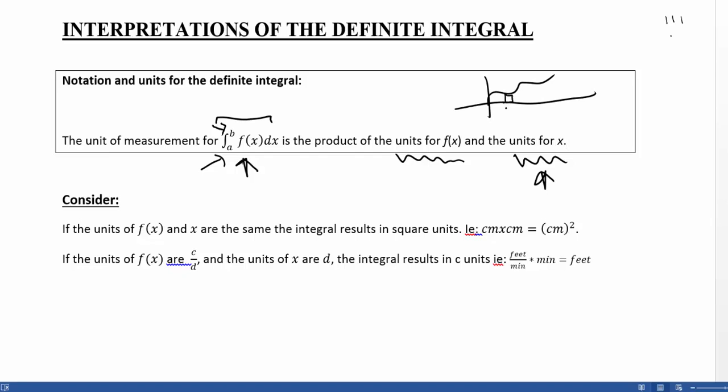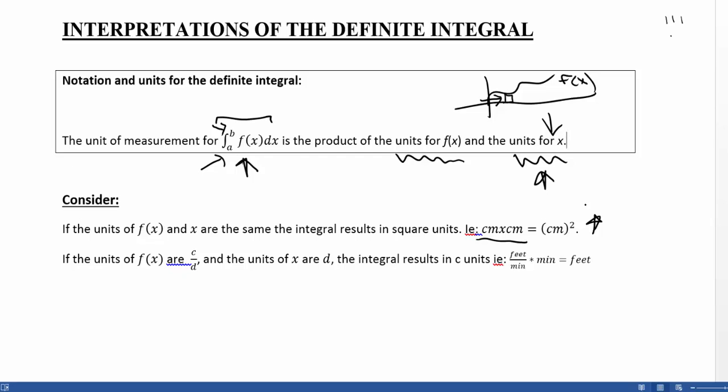Well, to get the area of a rectangle, we were doing the width times the height. The width was giving us our independent units, and the height was giving us the units of f of x. So we need to multiply those two units together to get the units of our answer. So if for some reason f of x and your independent variable are going to be the same in units, then you end up with square units. So for example, if one is in centimeters and the other one is in centimeters, you're going to end up with centimeters squared. Now, this is a rare case, but it's the alternative that we usually encounter.